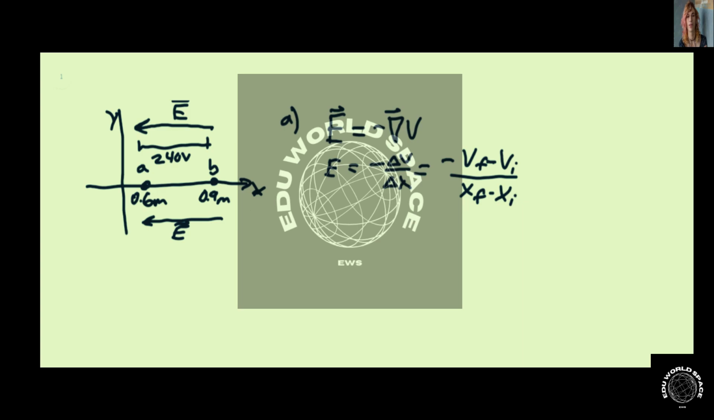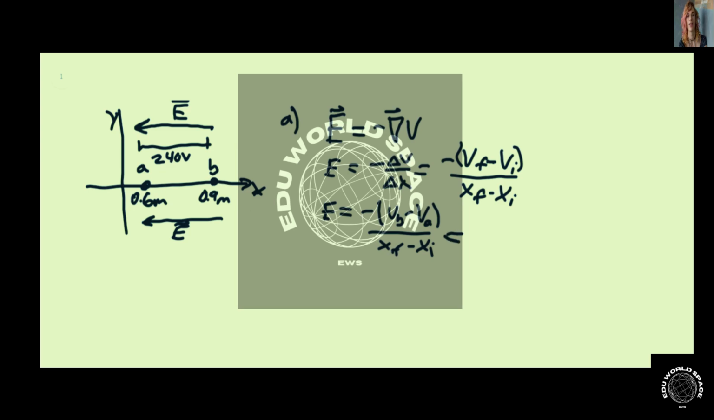So if we're considering 2 points, we could consider point B minus point A, okay? So the electric field would be equal to minus VB minus VA over XF minus XI. Well, the bottom is positive because B is at a bigger X.